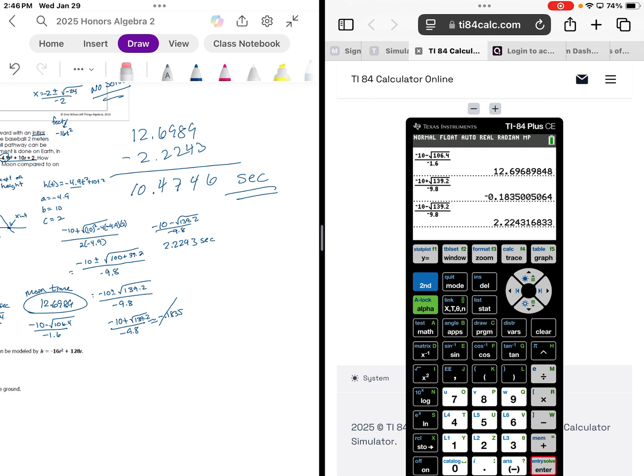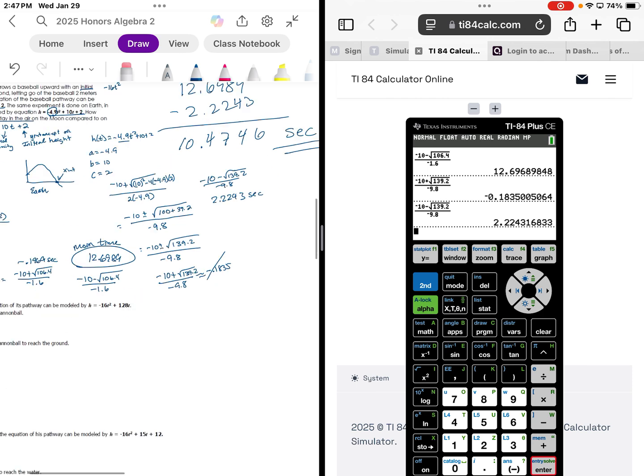So being symmetric, somewhere halfway between technically the negative 0.1 whatever that is and the 2.2, that's where it hit its max height. So somewhere around a second, 1 point something seconds. Whereas on the moon, somewhere around 5 to 6 seconds is when it hit its max height, the time. But again, we would want to find that number and plug it in, and then get what that is.